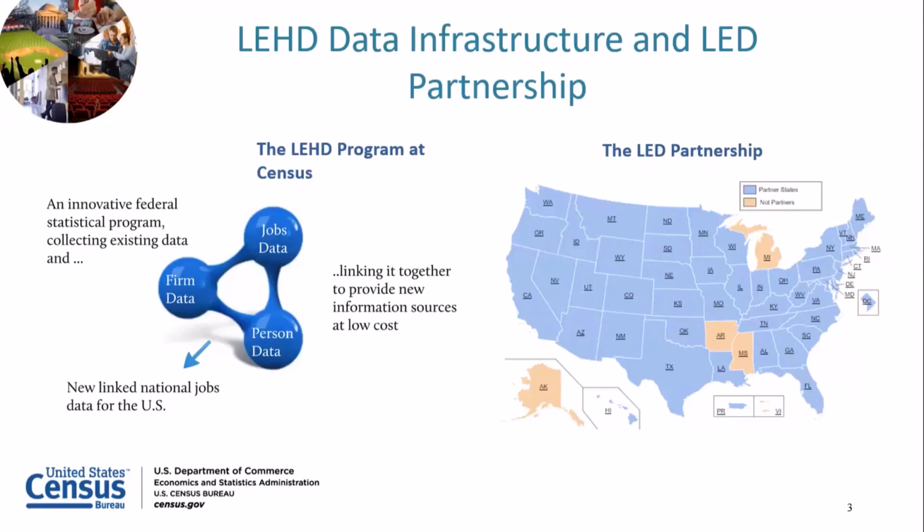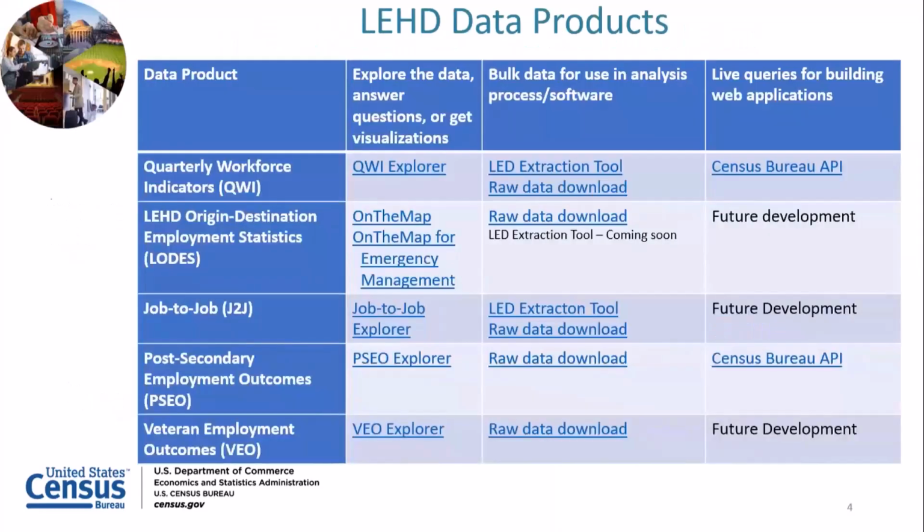The map to the right shows our active state partners in blue. You can see Puerto Rico and the Virgin Islands are also included partners. Currently, LEHD has 3 main data sets and 2 experimental data sets. Each data set has an application for easy access. Each data set, along with each data tool, is unique in its own way.